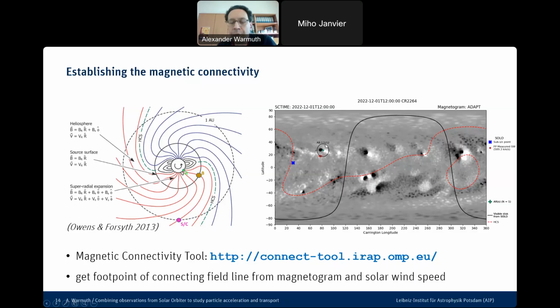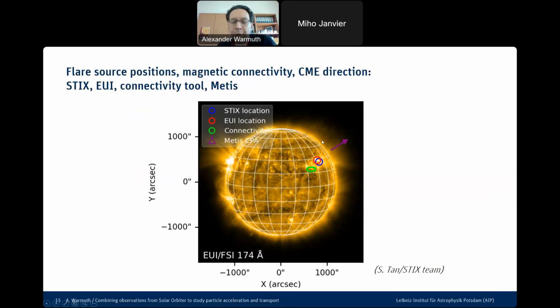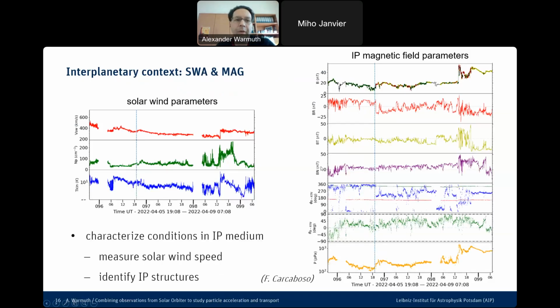And in the end, we can put everything together. This is now for this same event. We have a full disk EUV image. We have the two sources from STIX and from EUI, which are consistent. We have this connectivity foot point, which still connects to the same active region. So given all the uncertainties with this modeling, this is still a quite good agreement. And in that case, we also saw a CME that was associated with this event. So in this case, everything fits together quite nicely.